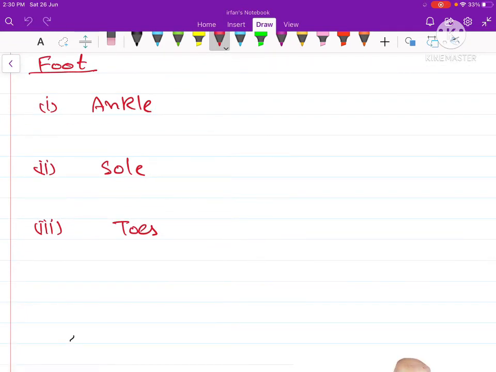As far as our ankle is concerned, the bones that are present in our ankle are called tarsals. So we have 7 tarsals in our ankle. Please recall that our wrist was formed of 8 bones, those were called the carpals, while the bones that make our ankle are called the tarsals.